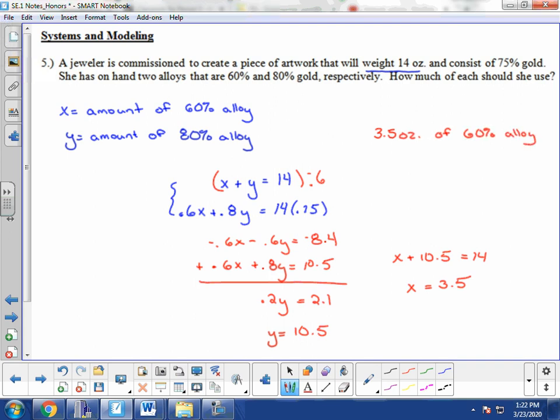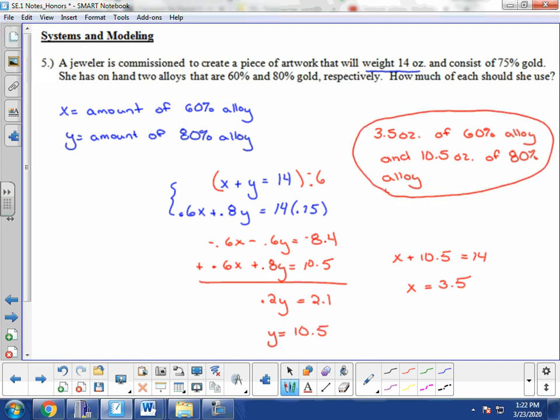And we need 10.5 ounces of the 80% alloy. So if we do this, this will end up giving us a 14-ounce piece of artwork that is going to be 75% gold. Let's take a look at another example.